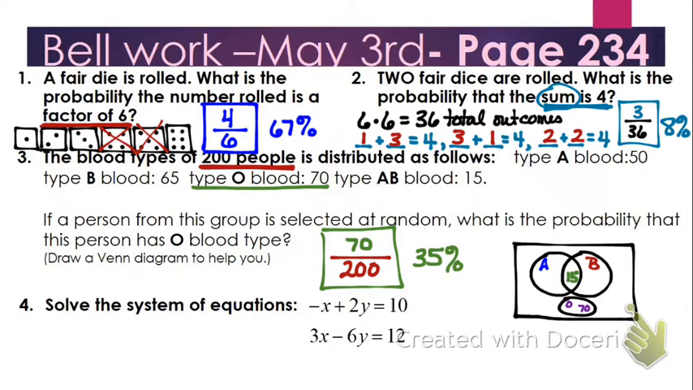Which means just B would be 50. And just A would be 35.